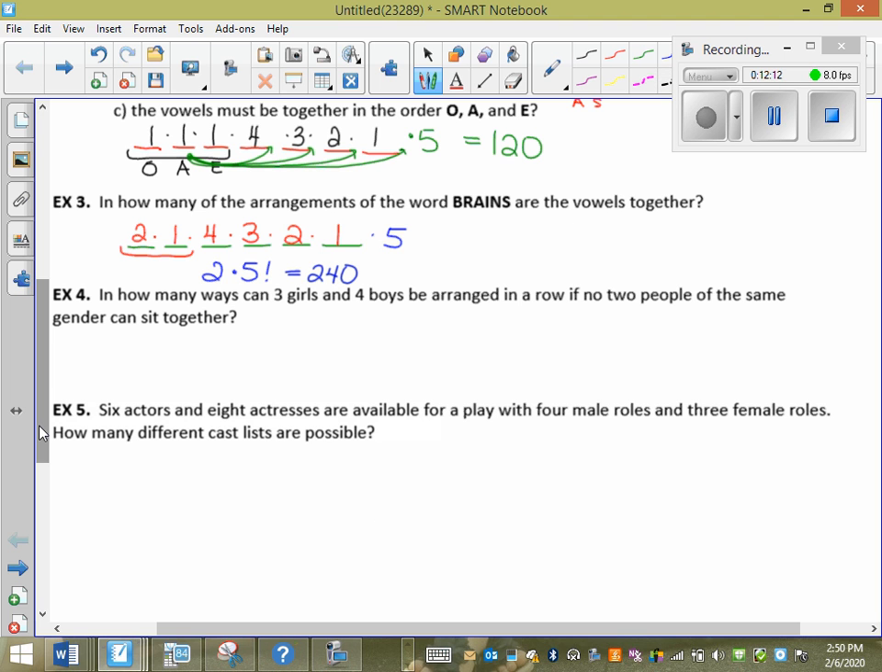In how many ways can 3 girls and 4 boys be arranged if no 2 people of the same gender can sit together? In order for that to happen, we have to start with boys, because there's more of them. 1, 2, 3, 4, 5, 6, 7. Boy, girl, boy, girl, boy, girl, boy. So I have 4, 3, 2, 1, and 3, 2, 1.